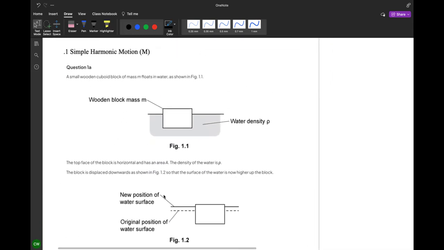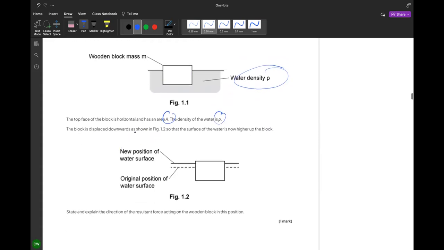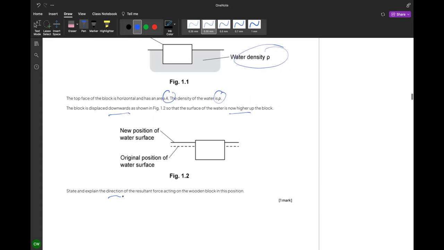Okay, let's go to the harder question. A small wooden cuboid floats on the water. Density is rho. The face has horizontal area A. The block is pushed downward, and then the water will go up. Then the water level is now higher up the block. Explain the direction of the resultant force acting on the block at this position.